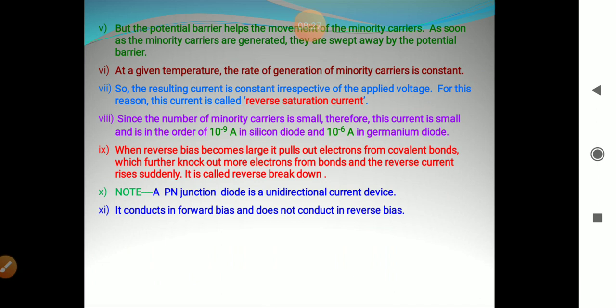Now the PN junction diode conducts large current in forward bias and almost negligible current in reverse bias. So it is a unidirectional current device.